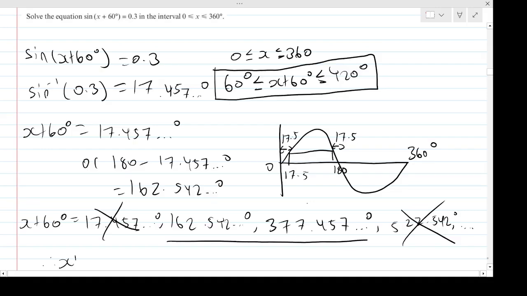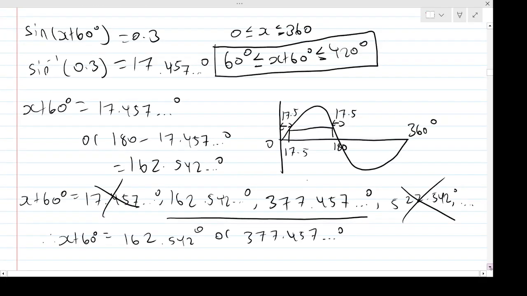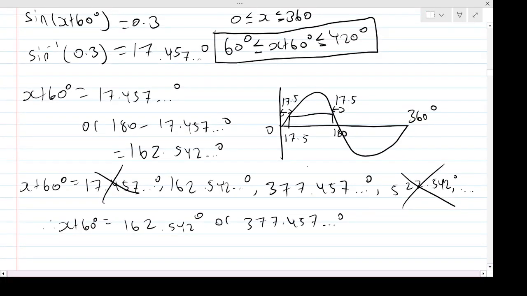So therefore, x plus 60 is 162.542 or 377.457 degrees, right? Okay, so that's my two solutions that satisfy my interval. But again, that's x plus 60. I want x on its own. Well, to get x on its own, I'll just take away 60 from all my angles here.